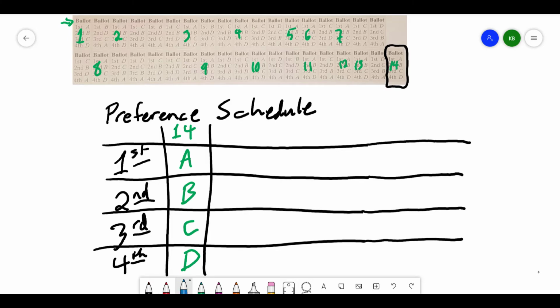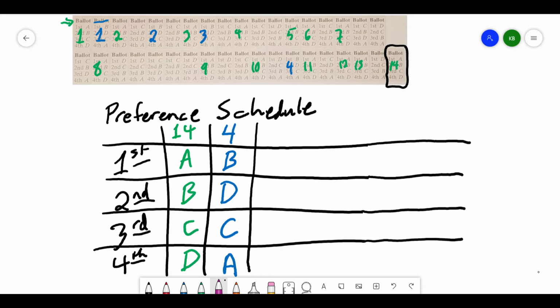Then I'm going to move on to a ballot that was not one of those. So I'll move on to this next one right here. And I write down the order that the candidates appear on that one. So I have B, D, C, A. And now I do the same thing. This is one ballot that looks like that. Here's 2, 3, 4, and that's all of them. So I'll have a 4 as my entry in my preference schedule there.